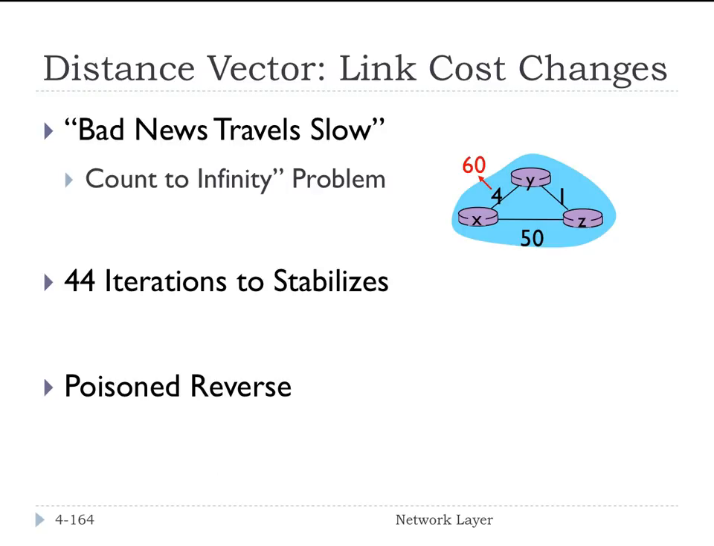Unfortunately, bad news travels slowly, and they call this the count to infinity problem. The book explains this, I think. Perhaps you don't think it's very well, but they got kind of through the painful details of how you end up going through this instability where there are 44 iterations in this example before the nodes learn about this actual change.